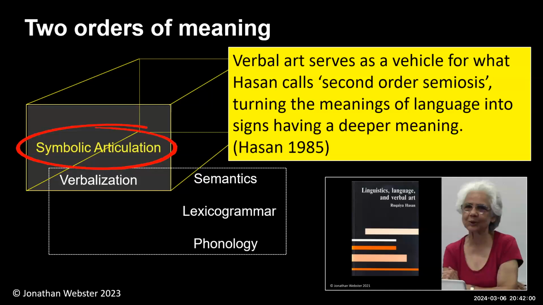What she's suggesting is that we take language. This is the way we use language. We'll call it the verbalization. It is the semantics, the lexicogrammar, the phonology, the way we use language. And what we do is we articulate symbols. We articulate metaphors. How do we do that? With this.